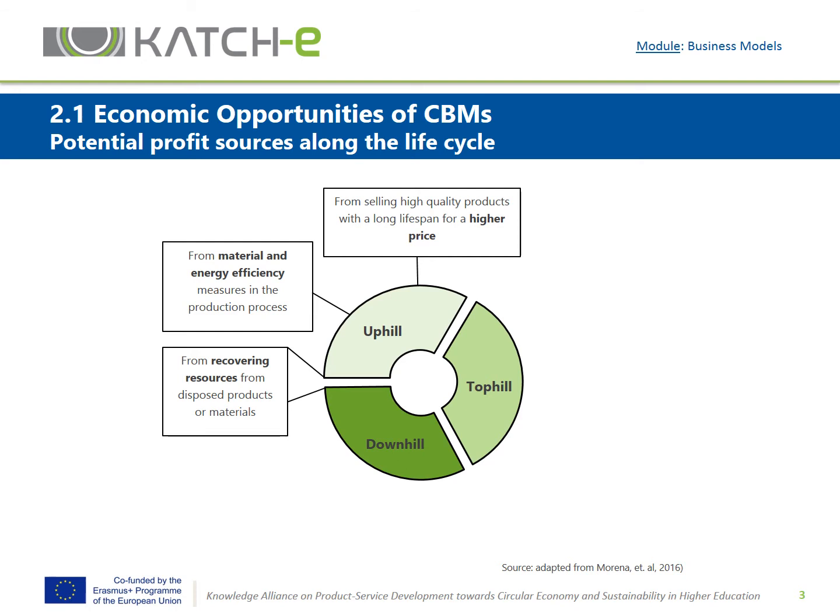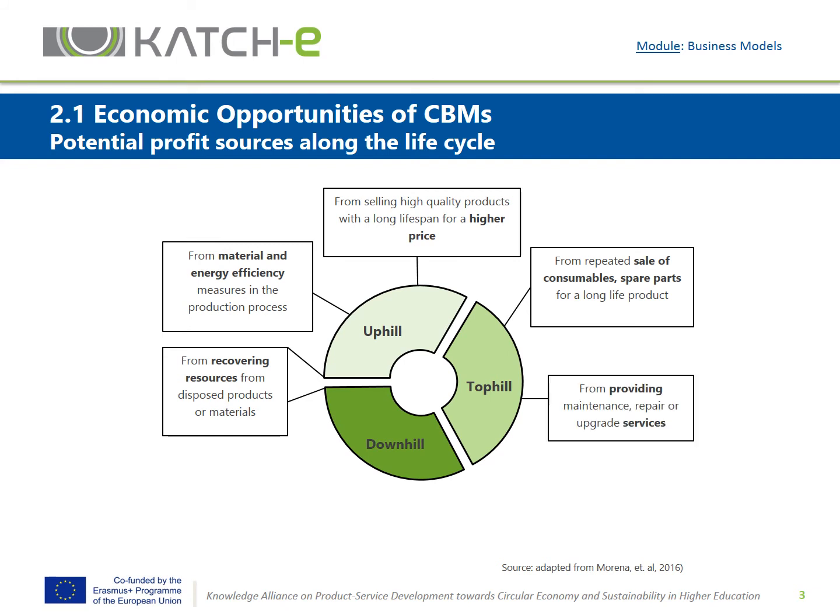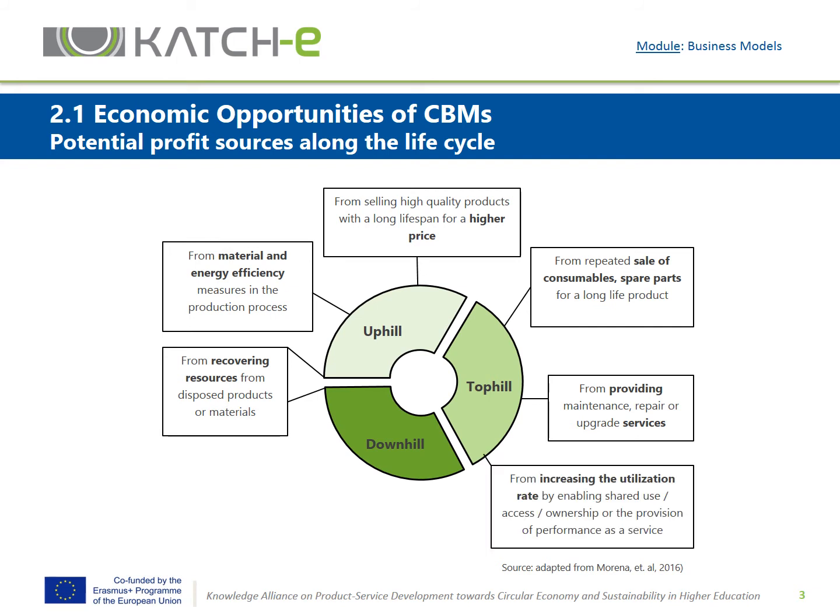In the use phase of their life cycle, companies have the chance to generate revenues from selling consumables or spare parts, or from providing services such as maintenance, upgrades, and repairs. And also from increasing the utilization rate, for example, from providing shared access through a pay-per-use service. After the use phase, additional revenues can be generated by selling used or remanufactured goods, or at least recovering valuable materials.